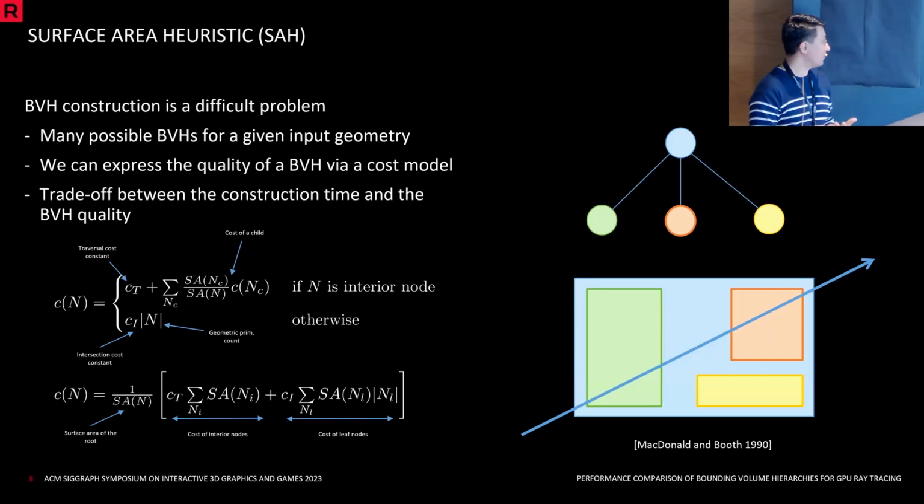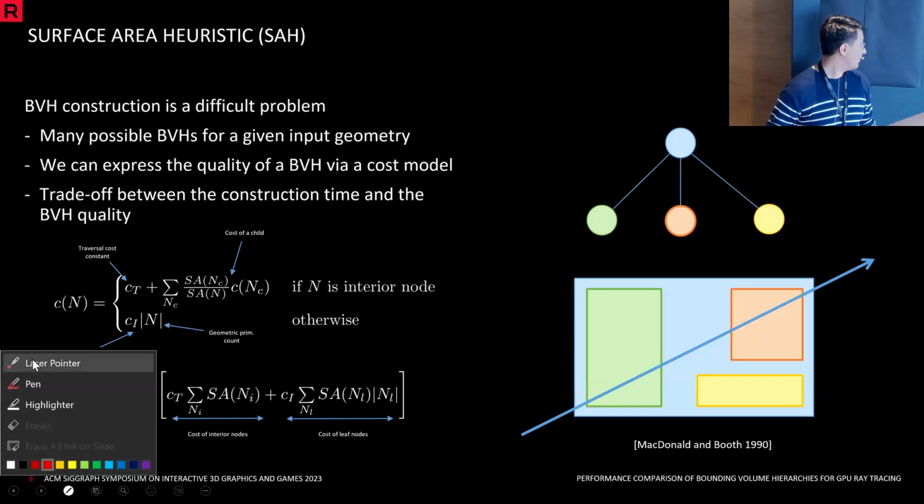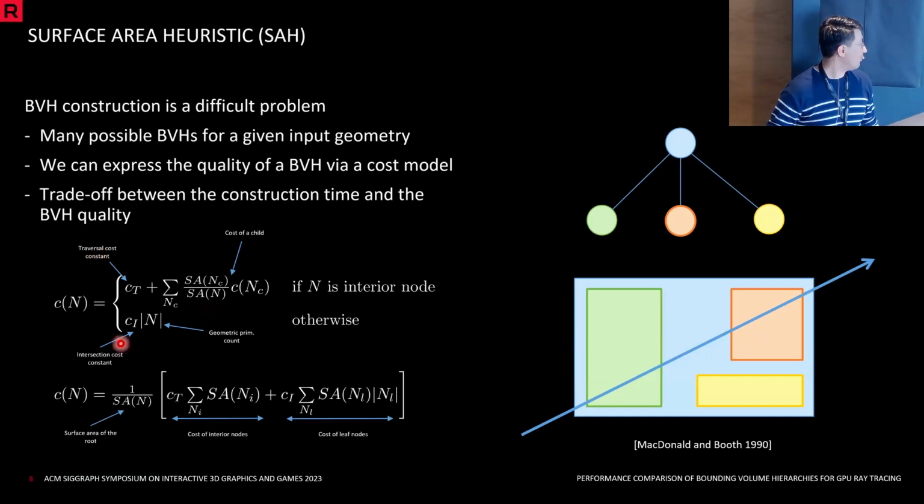And thanks to this heuristic, we can define a cost function, which is defined recursively. For a leaf node, it is just the number of primitives in that leaf node times CI, which is a user-defined intersection cost constant. And for interior nodes, it is the traversal constant plus the cost of child nodes weighted by these surface area ratios, which somehow expresses the probability of hitting the child node when the parent node is hit.